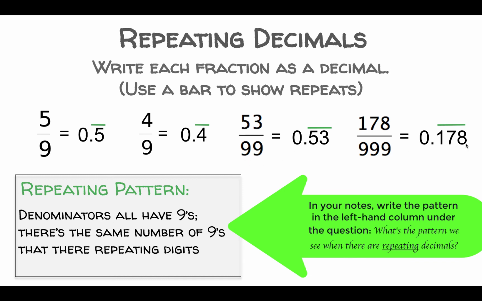There's 3 digits that are repeating. My denominator has 3 9s in it. So that is the repeating pattern. Go ahead and make sure you write that down. Off to the left in your notes, underneath the question that says, what is the pattern we see when there are repeating decimals?